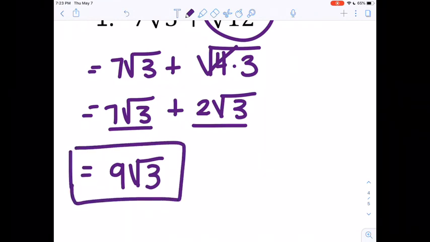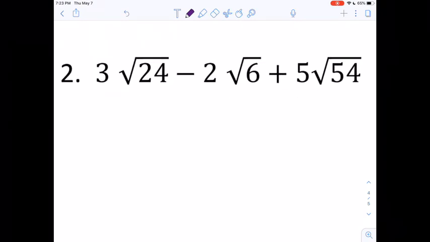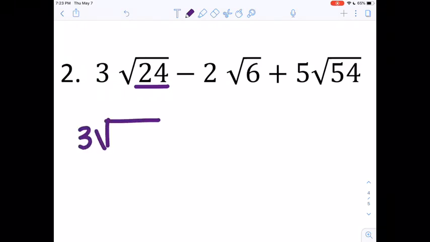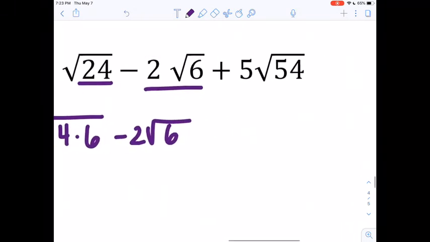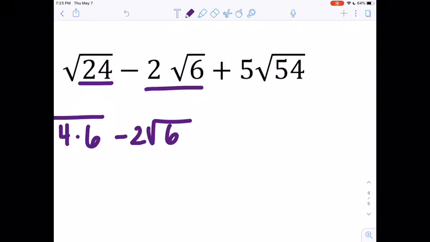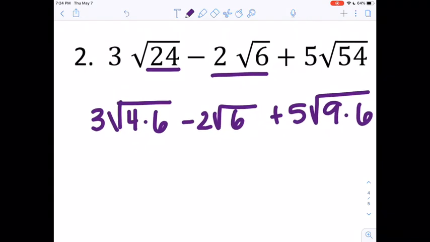So what you need to do is simplify the radicals where you can. So with number 2, I know I could simplify 24 because I know there's a perfect square that goes into 24. So 3, and I could split this up into 4 times 6. This one I cannot simplify, so I'm going to leave that. And 54, I know I could split that up into 9 times 6, right? 9 is a perfect square that goes into 54.